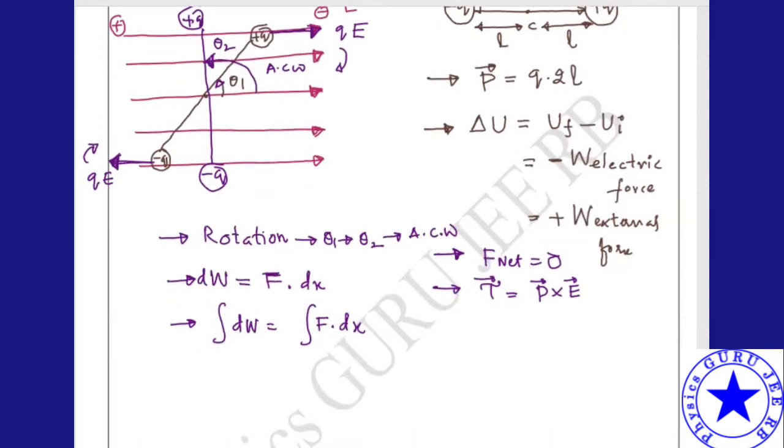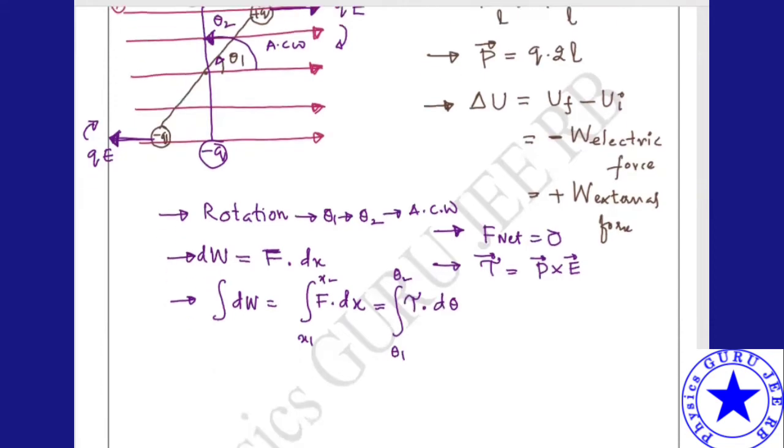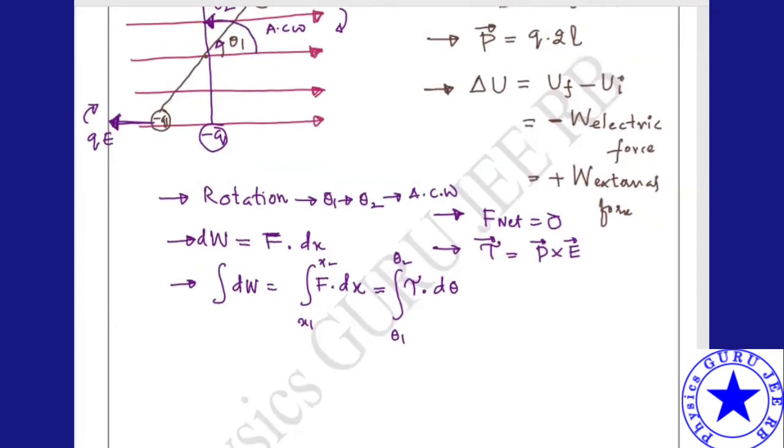So integral of dW equals integral of F dx from x1 to x2. This is for translational. For rotational, from theta 1 to theta 2, it is the integral of tau into d theta. See, force is replaced by torque and dx is replaced by d theta. Hope it is clear now. Integral of dW is nothing but W. Now finally, I can calculate the work done by the electric force.